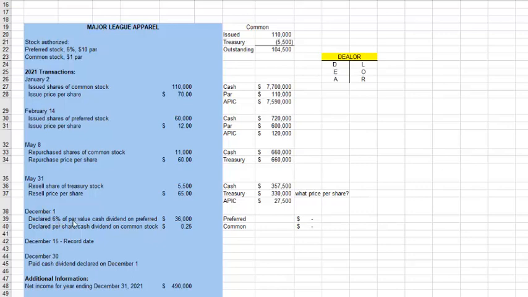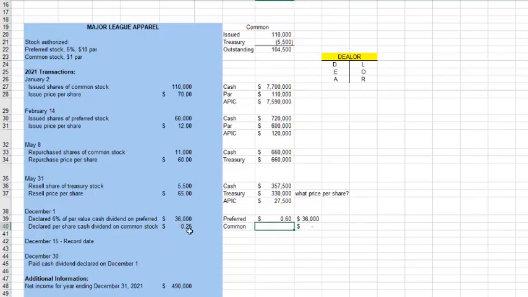On December 1st, we did two things. We declared a 6% par value cash dividend on preferred and a cash dividend on our common stocks of 25 cents. I see that this number is given to you here, the amount of preferred stock dividends, but let's go ahead and calculate those together so we know how to do this. We know that our preferred stock is 6%, $10 par. That means that we're going to pay $10 times 0.06 as our dividend, or 60 cents per share. We have up here 60,000 shares of preferred stock, so we're taking 60,000 times 60 cents to give us a preferred stock dividend.